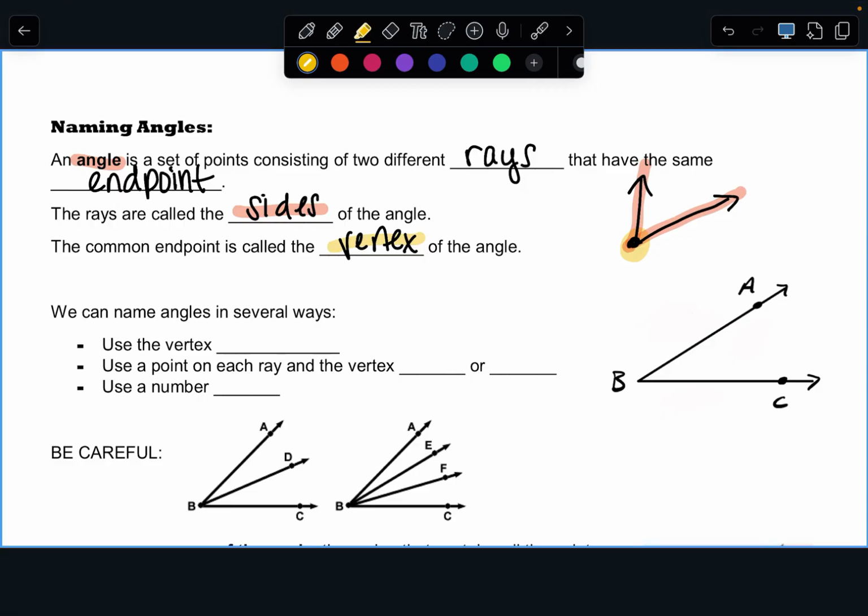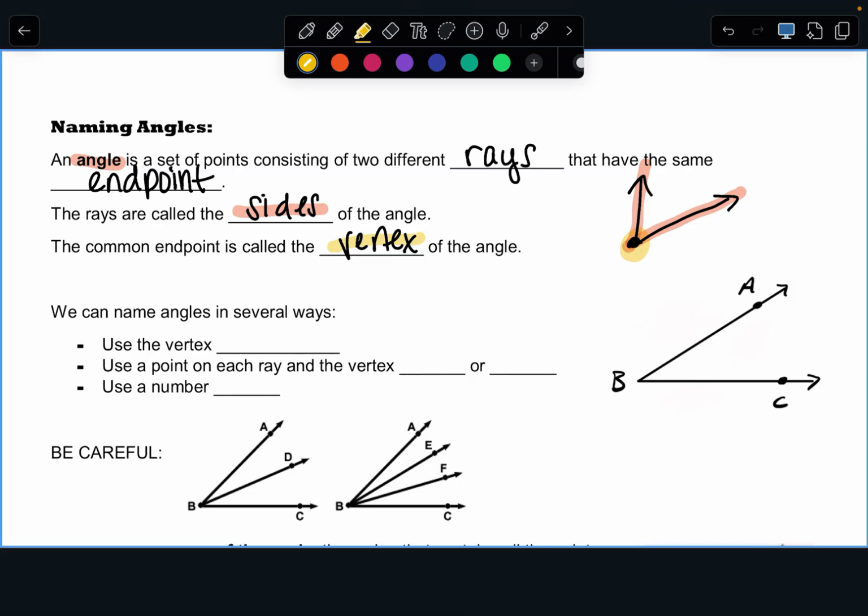You've probably heard the word vertex before, maybe in algebra. But when you see vertex, think V. This is the point of your V. It's the point on your angle that makes the V shape. Just like with everything else we've talked about, we're going to talk about how to name angles.